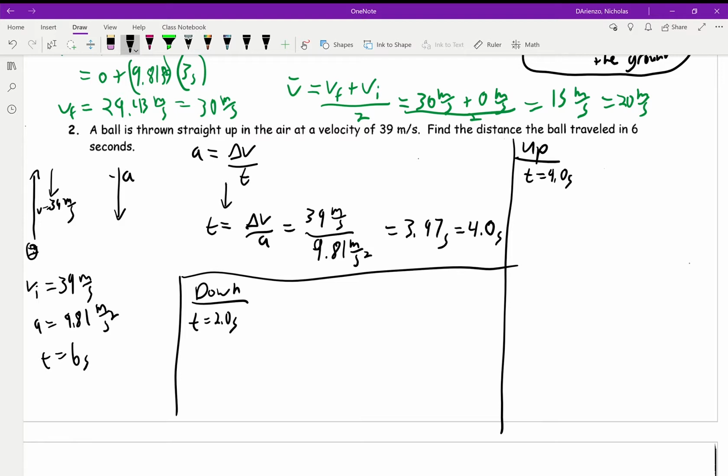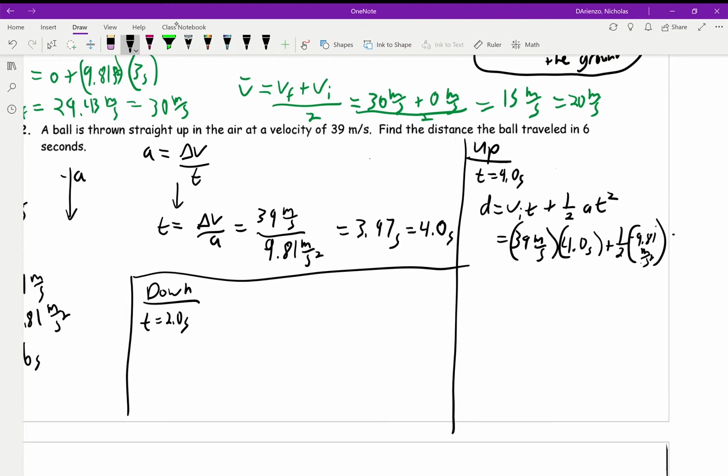So I'm going to calculate the distance the ball travels in its upward trajectory, and then look at the distance it travels on its way down. So on its way up, we're going to use d equals v_i t plus 1/2 a t squared. Now we do have an initial velocity here. It's 39 meters per second, and that occurs for 4 seconds. We add in the other half here, the acceleration, that's going to decrease our velocity. And our time again would be 4.0 seconds squared.